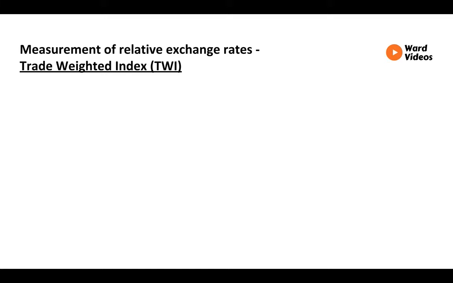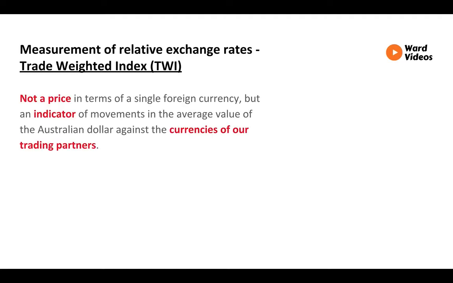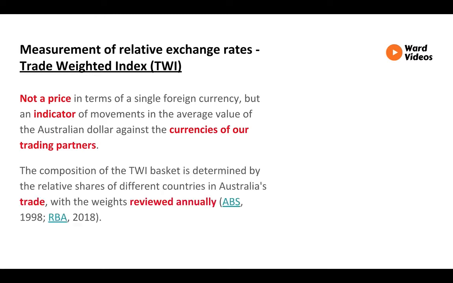The other measurement of relative exchange rates is the trade weighted index, or TWI. This is not a price in terms of a single foreign currency, but an indicator of movements in the average value of Australia's dollar against the currencies of our trading partners.